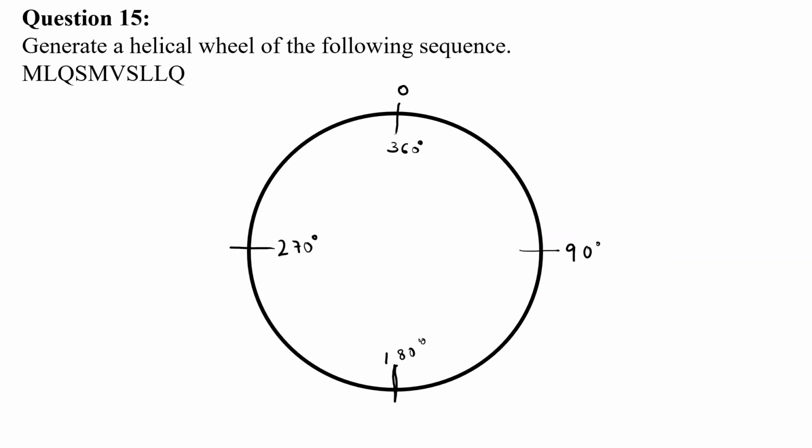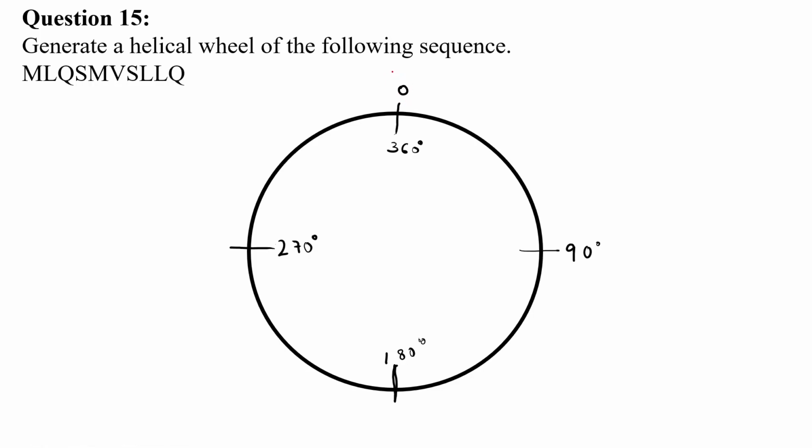Okay, so I have added one helical wheel question so that you have the concept clarified. Let's try to generate the helical wheel of the peptide sequence that is given here. M is methionine, then L is leucine, then glutamine, serine, methionine, valine, and so on. I have drawn a circle here with the angles 0 degree, 90 degree, 180 degree and 270 degree. If I ask you to place the amino acids on this helical wheel, can you do it?